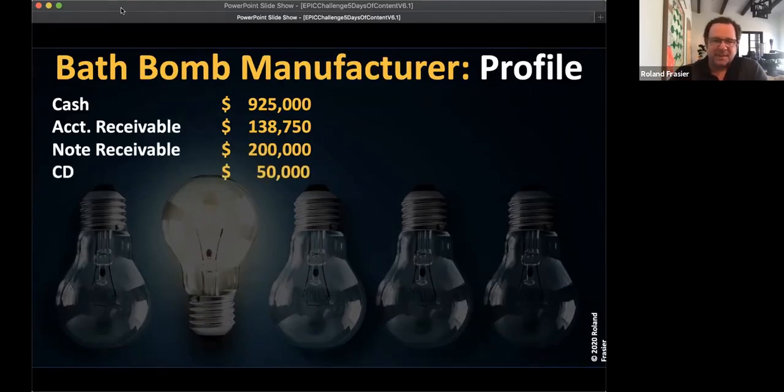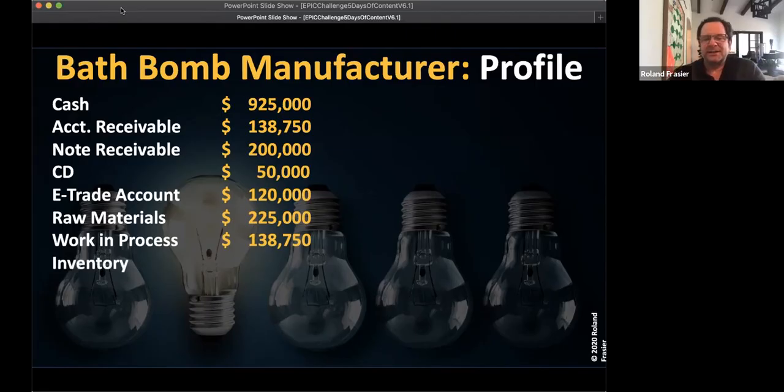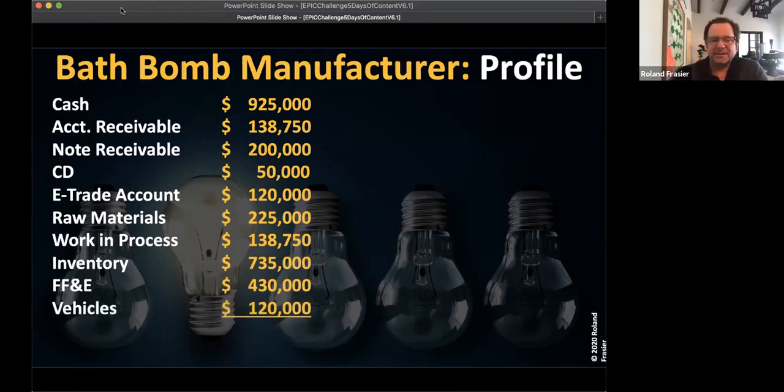They had a certificate of deposit, which is kind of like a cash equivalent, of $50K. In an E-Trade account, they had $120K of securities, stocks that is, and raw materials inventory of about $225K. Work in process, which is the things between raw materials that are being turned into inventory but not yet finished, of $138K. $735K in inventory. Their manufacturing equipment and furniture in the offices and stuff, $430K. A couple of vehicles totaling $120K.